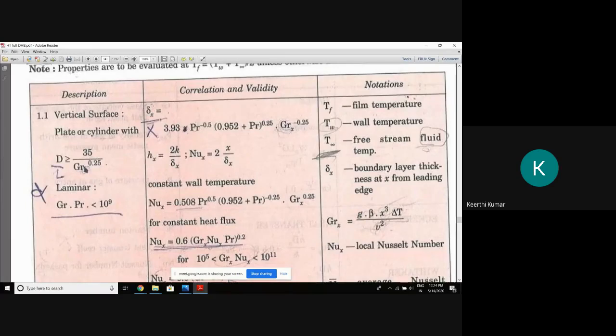To find hx and Nux, there are two formulas. First, you can use Nux as this and find hx. Or first, you find delta x, and by using the equation of delta x in this, I can find hx. I can also find Nux. Is it clear? Actually, I have not calculated.